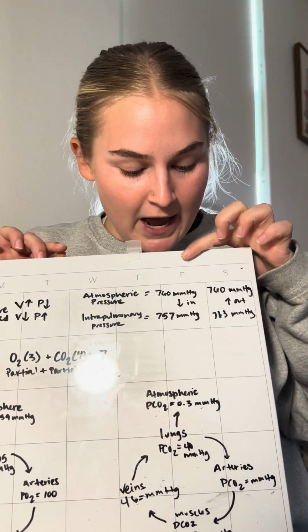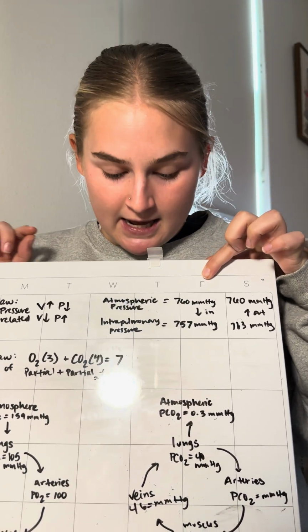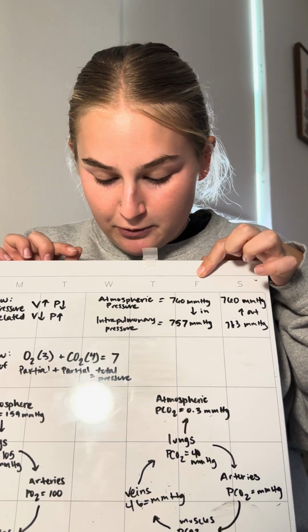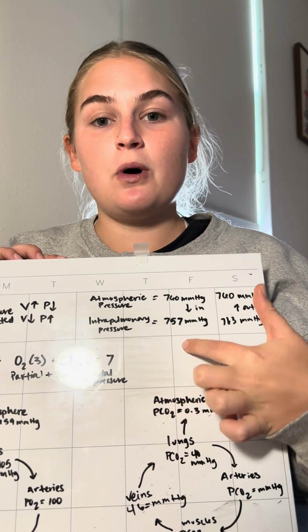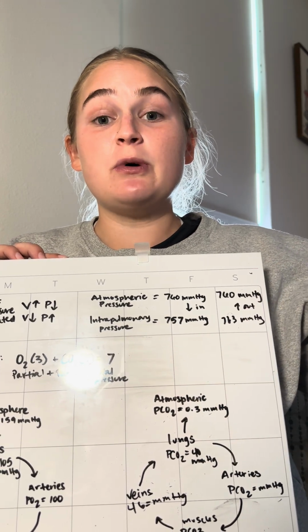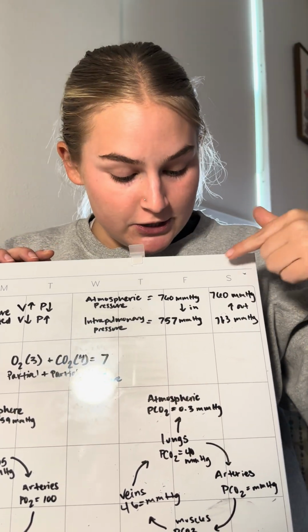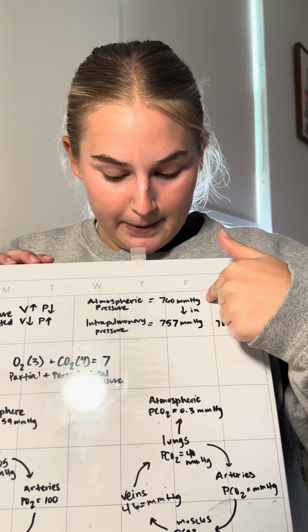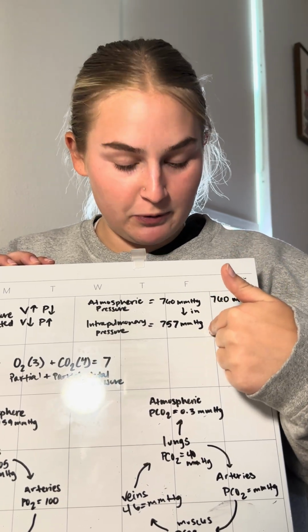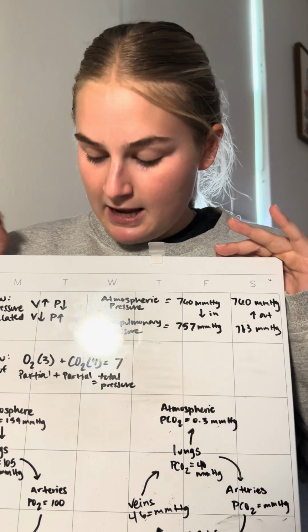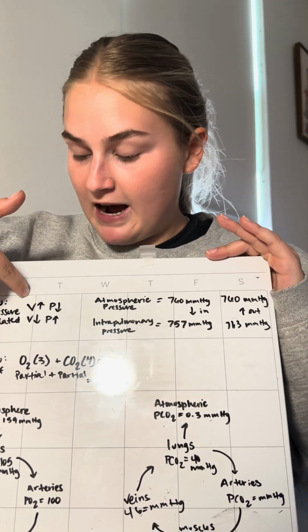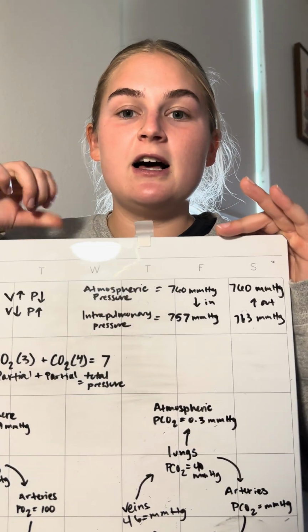So if we look here, the atmospheric pressure is 760, and the intrapulmonary pressure is 557. So as a concentration, you want to move from high to low. So the high pressure of the atmosphere wants to go to the lower pressure in the lungs, and this allows us to breathe in, and with lower pressure we have a higher volume in our lungs, allowing us to breathe in.